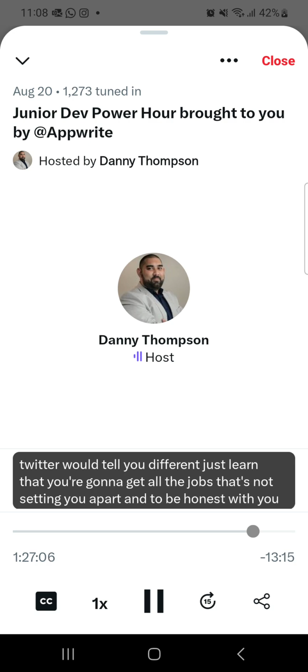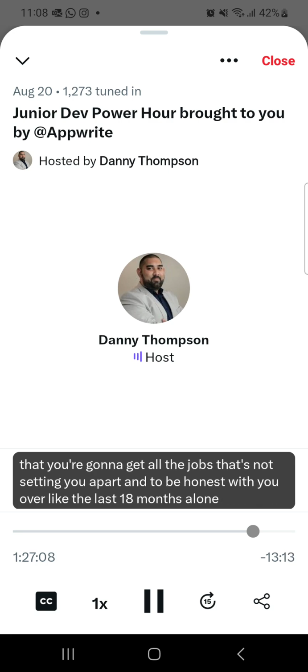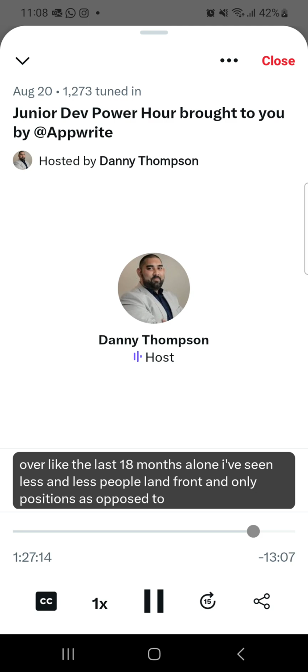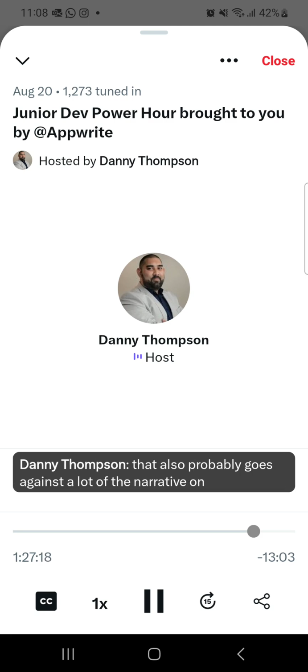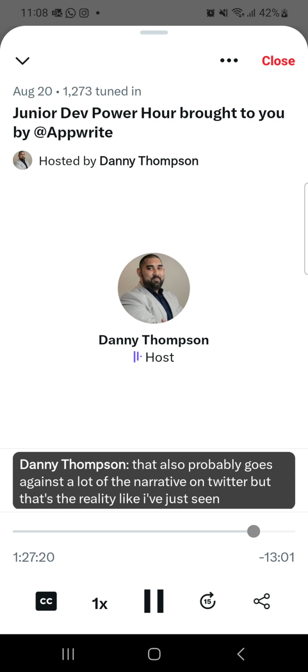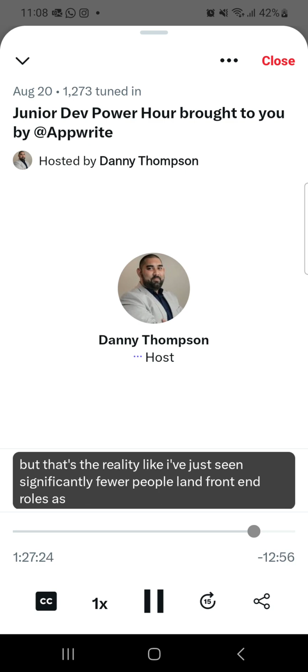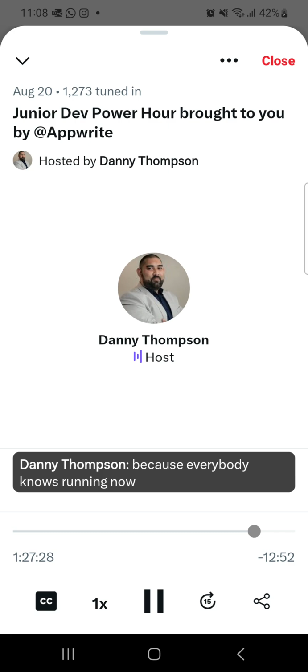And to be honest with you, over the last 18 months alone, I've seen fewer and fewer people land front-end only positions as opposed to full stack. That also probably goes against a lot of the narrative on Twitter, but that's the reality. I've seen significantly fewer people land front-end roles as opposed to maybe 3 years ago, because everybody knows front-end now. It's been the flavor of the month for a while.